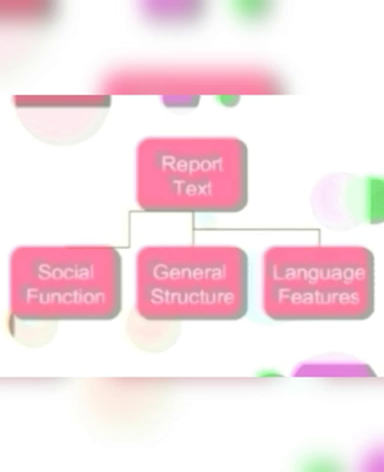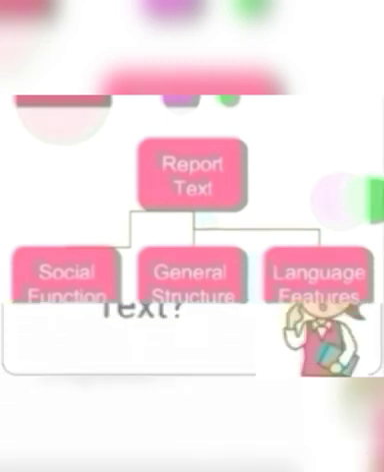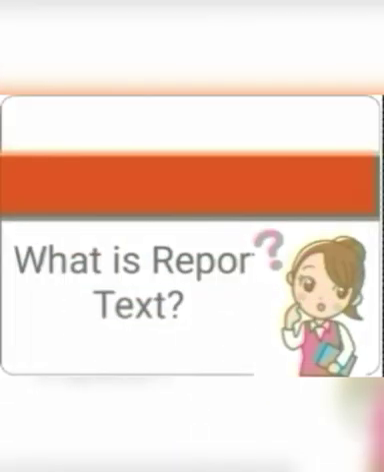And this is the structure of the report text. There are social function, generic structure, and the language features. I will explain to you after this. Okay, first we talk about the definition of the report text. What is report text? I will explain to you after this. Please watch and listen carefully.